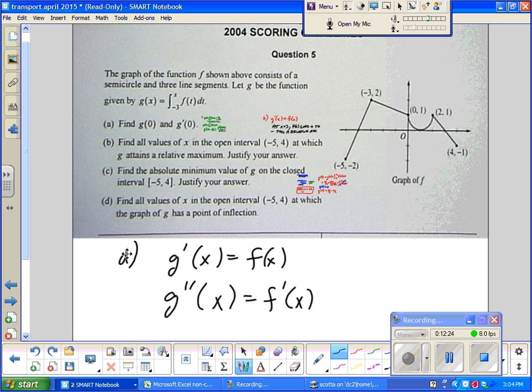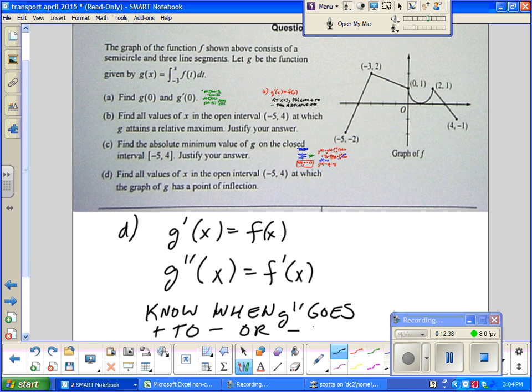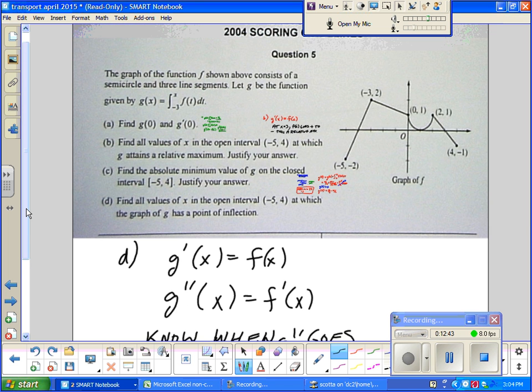So I'm going to go to the graph, and I want to know when g prime goes positive to negative or negative to positive, right? You don't have to write this on the AP, but I want to make sure, because usually this is what gets us. I start at negative 5, and I see that the slope is positive. Now we're looking at the shape of the curve, right? We're looking at f prime. So positive to negative. All right. Positive to negative, x equals negative 3 is 1.